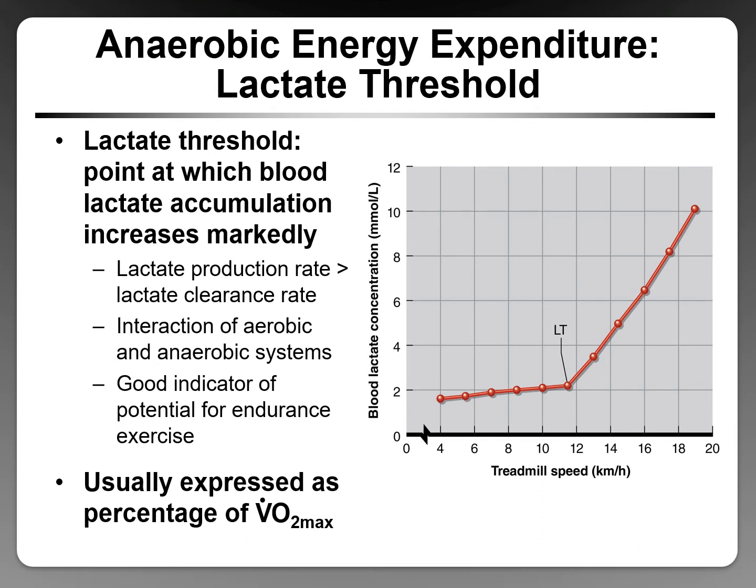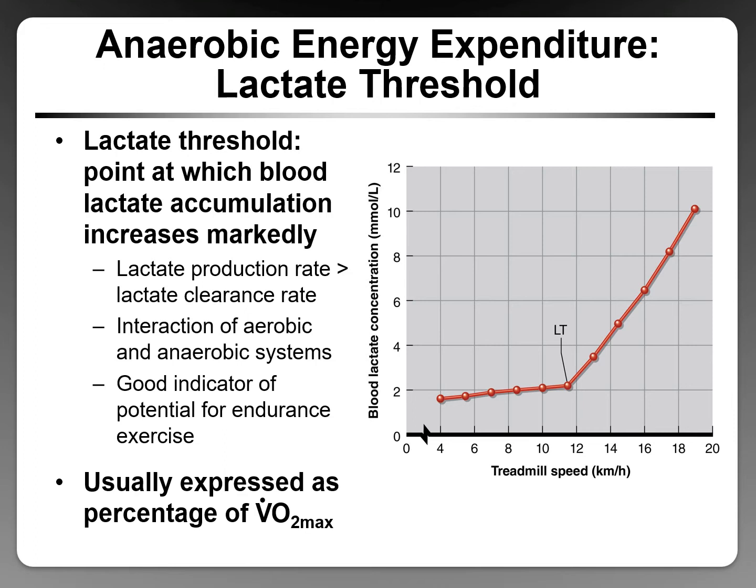Our next concept here with anaerobic energy expenditure is lactate threshold. So if you remember when I said VO2 max is a great predictor of aerobic fitness, but not aerobic performance, that is because lactate threshold is our big predictor of performance. So your lactate threshold is the point where blood lactate is going to start to accumulate and hence increase at a marked rate. That's because lactate production is going to be greater than lactate clearance.